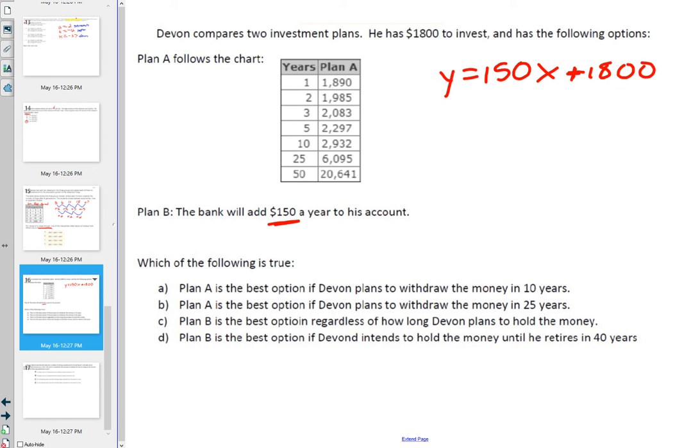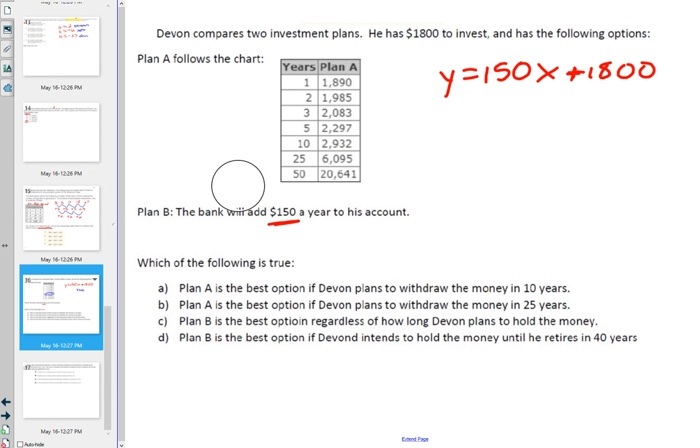So in 10 years, you're getting this 10 and plugging it in for x. That's 1500 plus 1800 is 3300. I'm doing that in my head. So this plan here gives you 3300 after 10 years. This gives you 2932. So plan A is the best option for that? No, that doesn't appear to be the case.